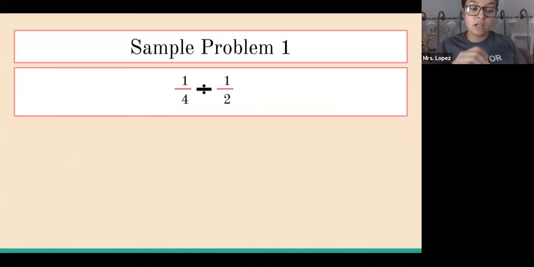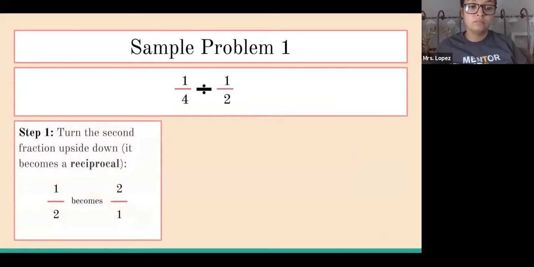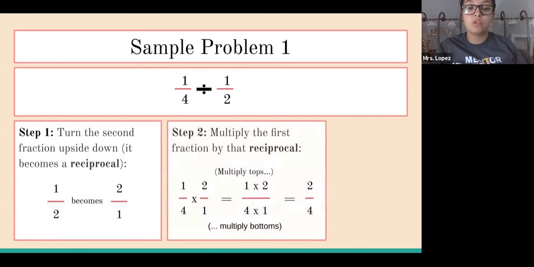So then we're going to look at another sample problem. We have 1/4 divided by 1/2. If we're going to do that again, we're going to do step 1. So we're going to do this together. You're going to turn the second fraction upside down and it becomes its reciprocal. Remember that you have to flip the fraction. So 1/2 becomes 2 over 1. Then in our second step, we're going to multiply the first fraction by that reciprocal.